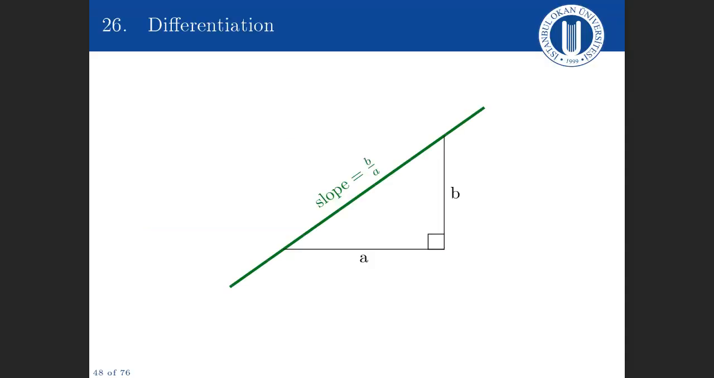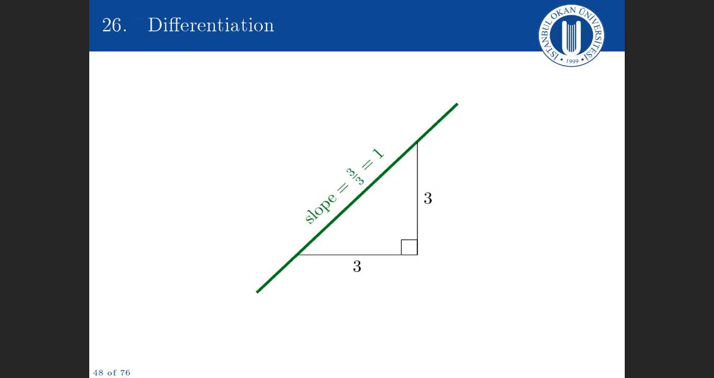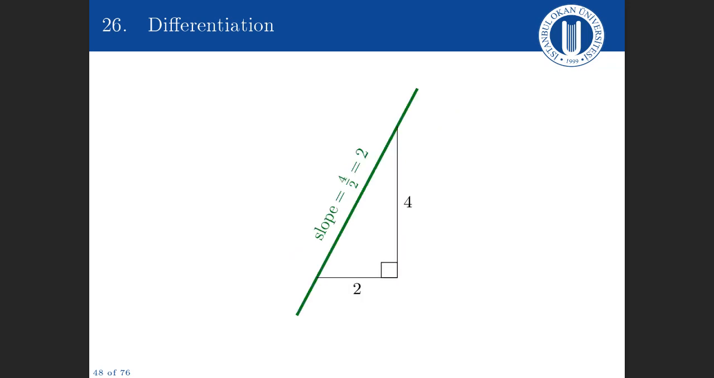More generally, the slope of this green line is b divided by a. The slope of this green line, we draw our triangle, the width of the triangle is 3 and the height of the triangle is 3, so the slope is 3 divided by 3 or 1. The slope of this line, the triangle has height 4 and width 2, so we do 4 divided by 2. The slope of this green line is equal to 2.